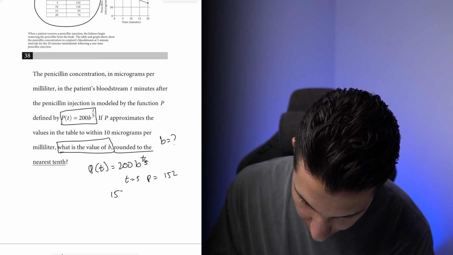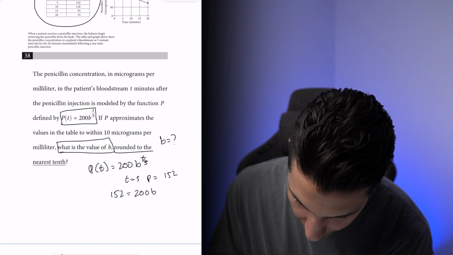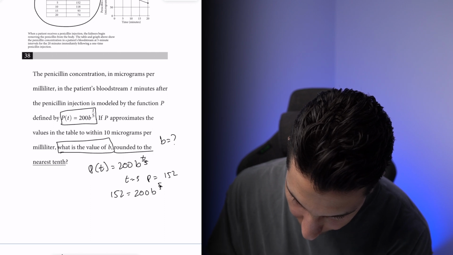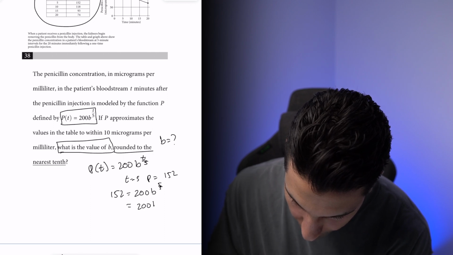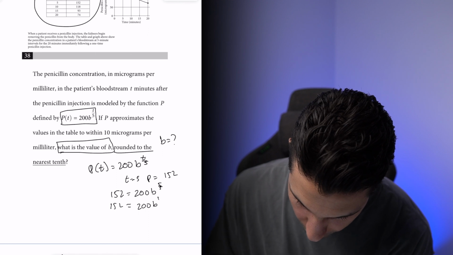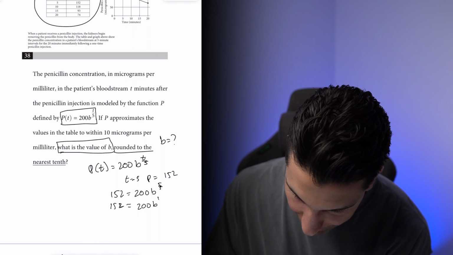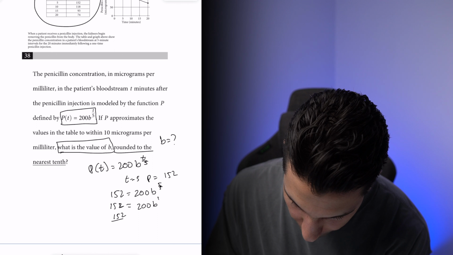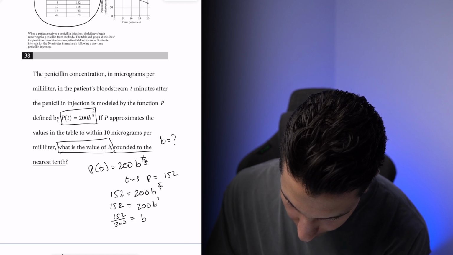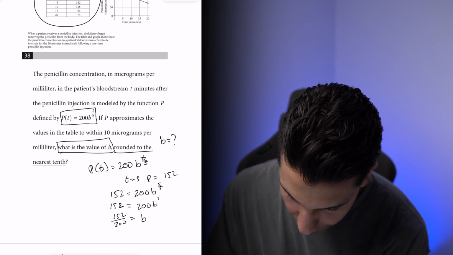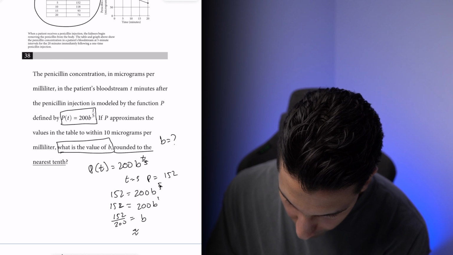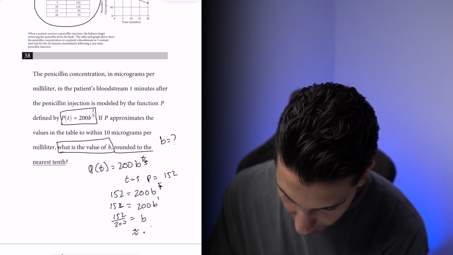So we have 152 equals 200 b to the 5 over 5, which means 200 b to the 1. And then to isolate the b, we take 152 divided by 200, and that's our b. 152 over 200 roughly equals, because we're rounding to the nearest tenth, 0.8. And that is our answer.